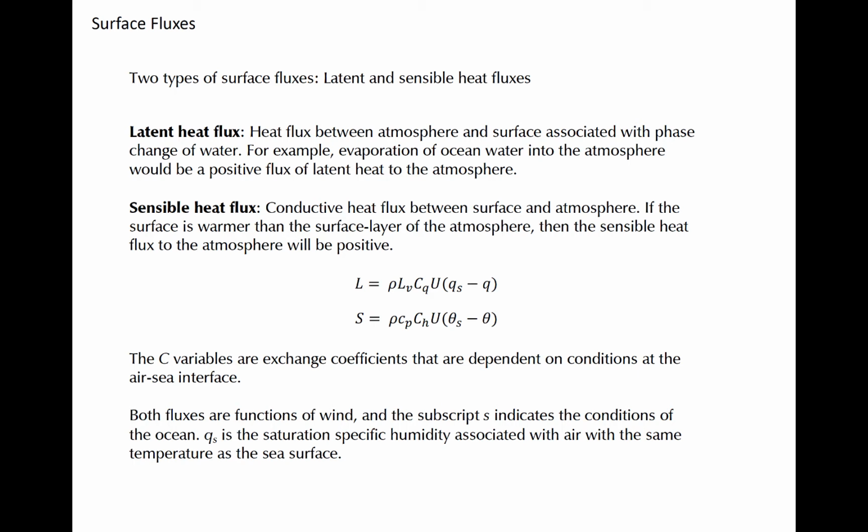Second, the heat fluxes are proportional to the difference between properties of the sea surface, denoted by the subscript S, and the properties of the atmospheric layer just above the ocean surface, often known as the surface layer. Q sub S is computed as the saturation specific humidity that air would have if it were the same temperature as the ocean's surface. The C variables, C sub Q and C sub H, are known as bulk transfer or exchange coefficients, estimates for which are beyond the scope of this course.